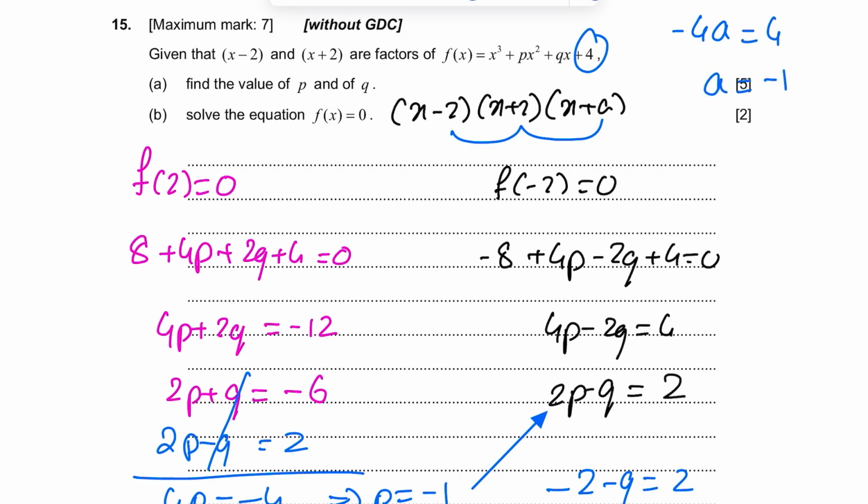So therefore, what should be the equation now? It should be x minus 2 times x plus 2 times x minus 1 equals 0. So what are the roots? x equals 2, x equals negative 2, x equals 1. These are the roots.